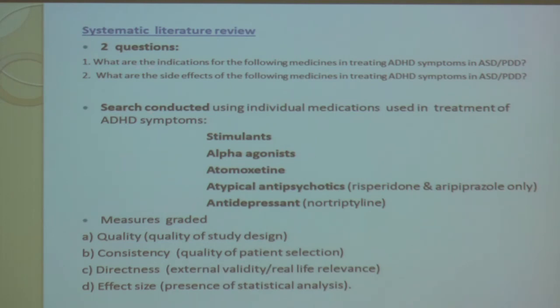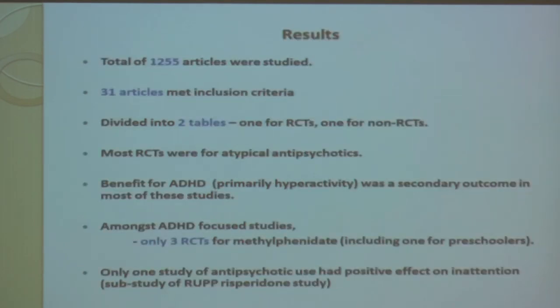We basically looked at what the indications are, why and when someone would prescribe a medication for ADHD symptoms in autism, and what the side effects of these medications are. We focused on commonly prescribed medications. We studied around 1,200 published articles, and we came down to 31 articles that met our criteria for inclusion in the study.